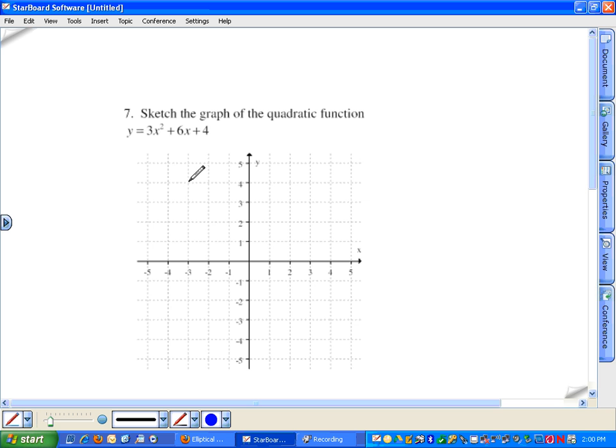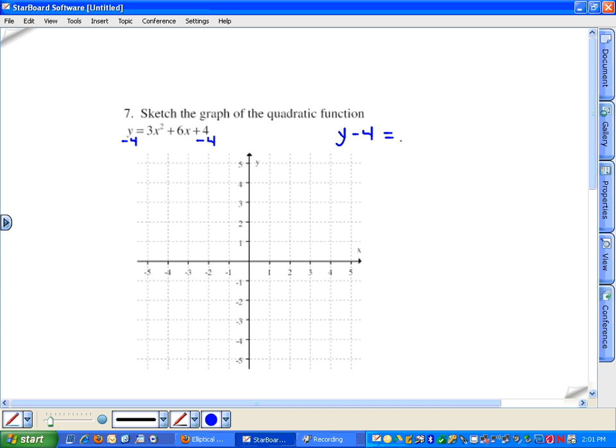There were a couple of ways that were shown in class of finding the vertex. One of the ways that was done most often is to complete the square to write general form of a quadratic function into standard or vertex form of a quadratic function. So that's the method I'm going to choose. It starts by subtracting 4, moving the constant.